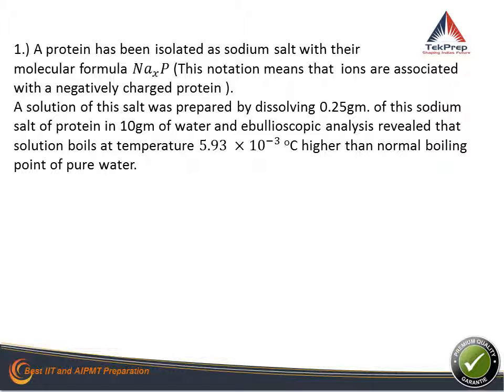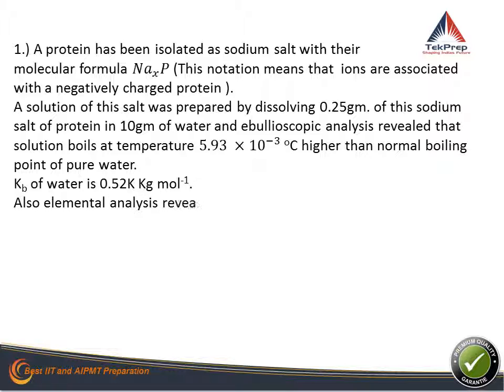Analysis reveals that the solution boils at 5.93 × 10^-3 degrees centigrade higher than the normal boiling point of water, which is just slightly higher than the boiling point of water. We have also been given the boiling constant Kb of water as 0.52 K kg per mole, and elemental analysis reveals that the salt contains 1% sodium metal by weight. So what is the molecular weight of the acidic form of the protein, HxP?